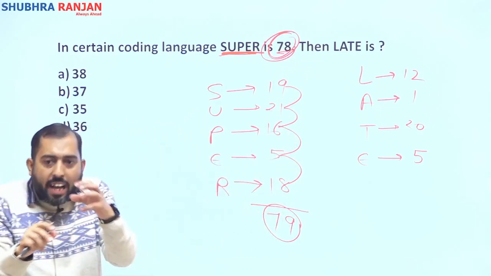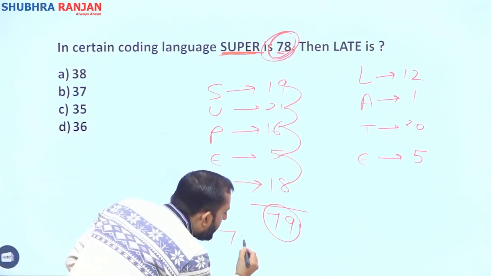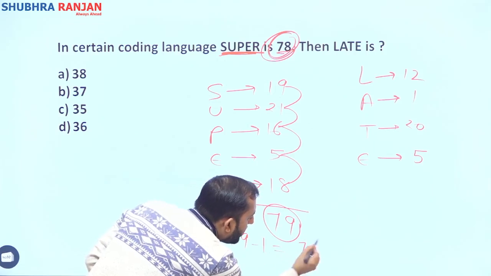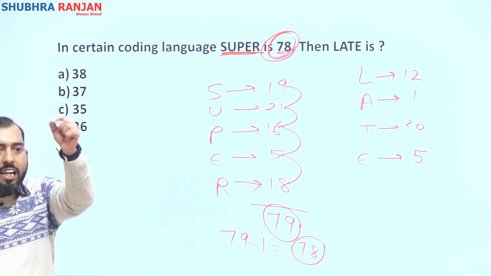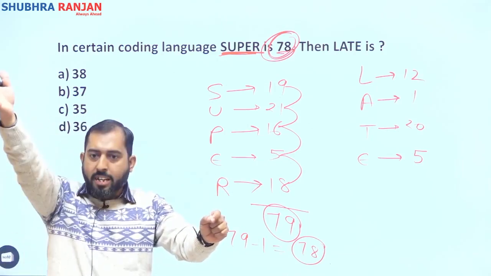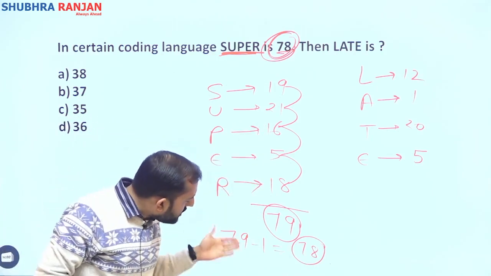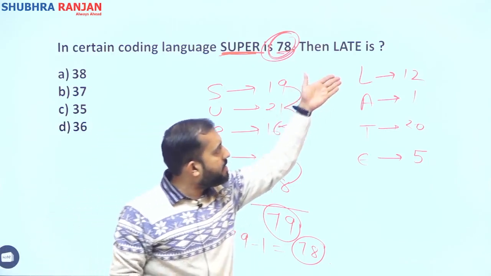So one thing that I can relate over here is 79 minus 1 is 78. I can go with this. This is what I can do actually. Addition, subtraction, then multiplication and division. If this is the pattern, then let's try this over here as well.